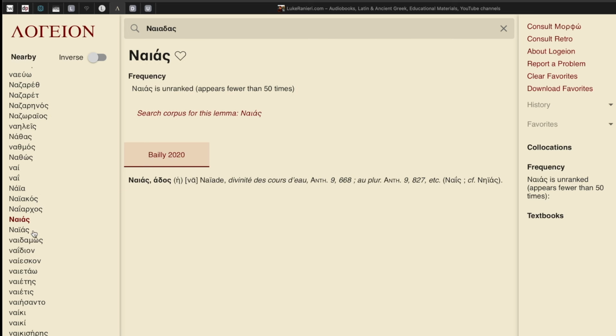Let me get this one that doesn't have the diaeresis on it, and we see naias, naiados. This actually tells us all we really need to know now. Yes, it's feminine singular, and the fact that this is an acute accent and this is a short vowel means that this must be an inherently short vowel too. And of course, this is from a French dictionary, this Bailly, Divinité des cours, okay, whatever.